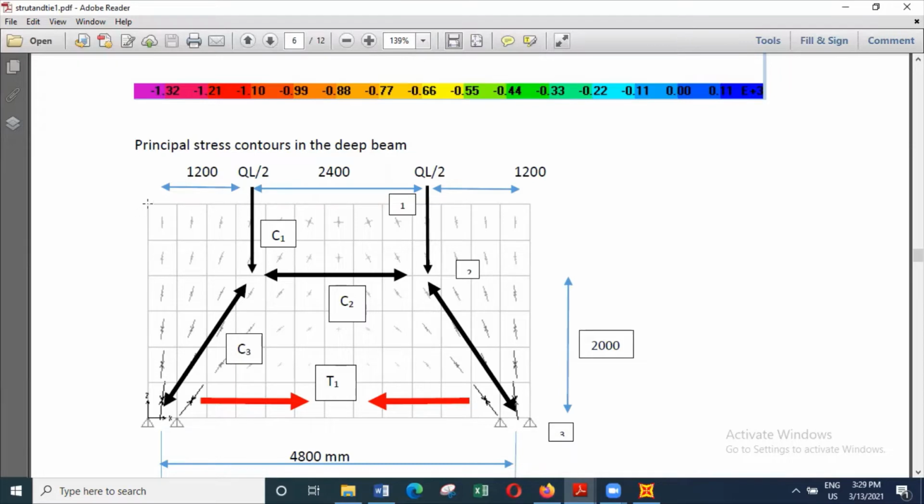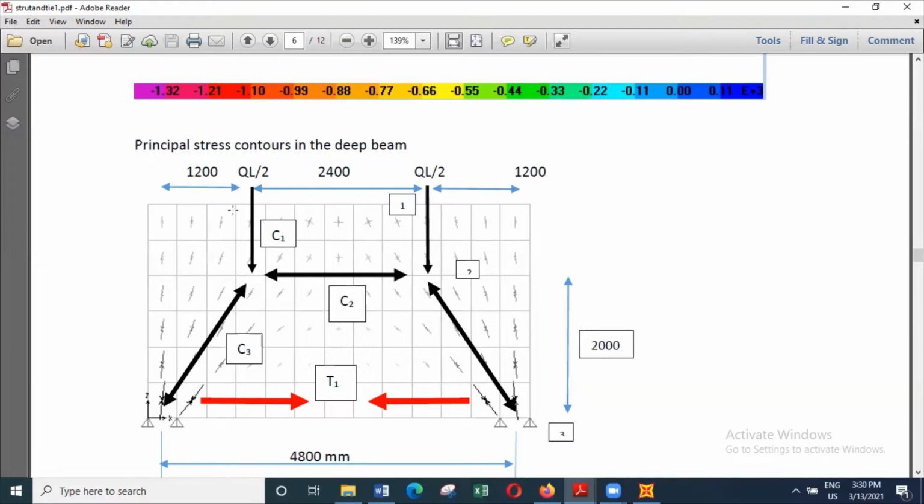So the load from here to mid length will be transferred here. From mid length to end will be transferred here. Initially the load transfer will be almost vertical in these areas, and after that it will become inclined. And in this area, because this is in compression, this also will be in compression. This region also will be in compression.